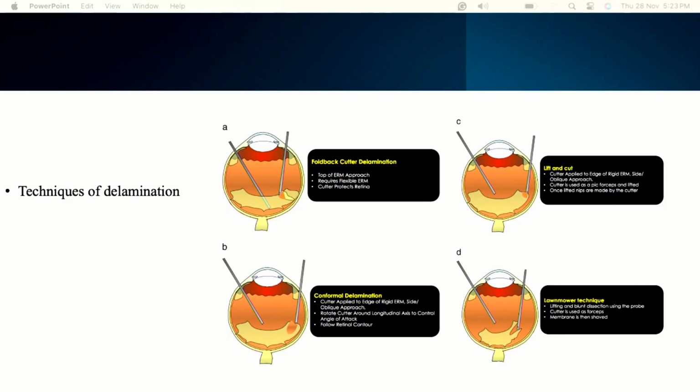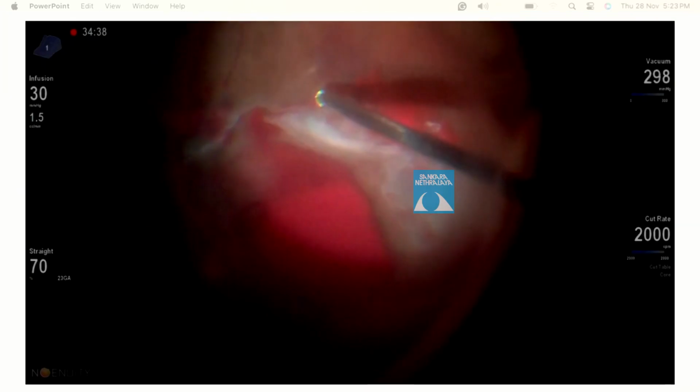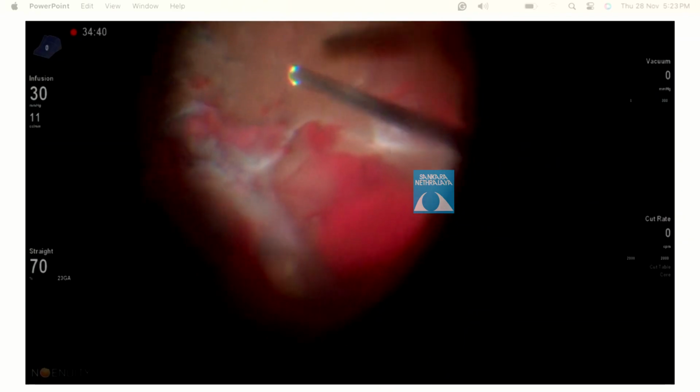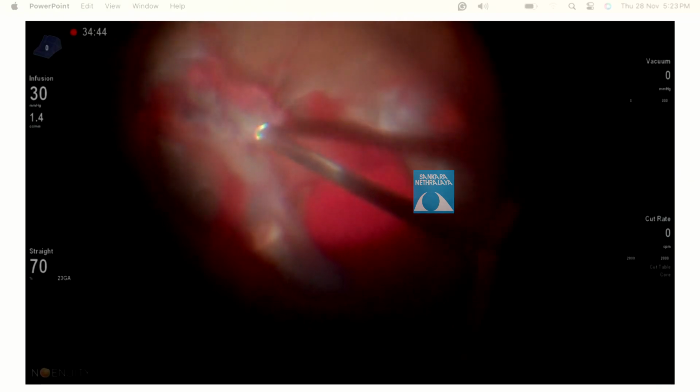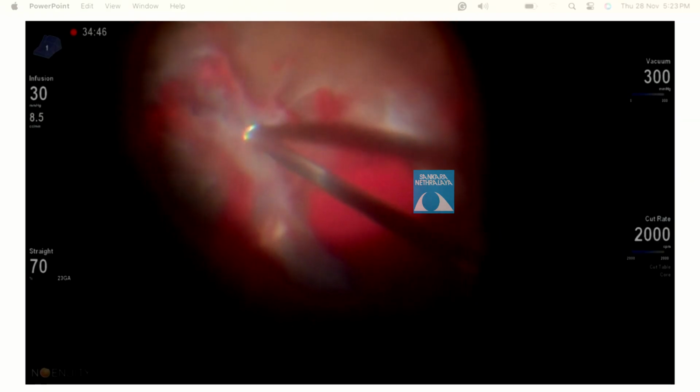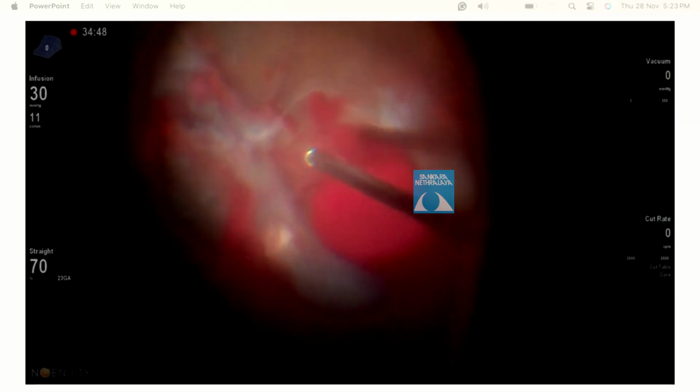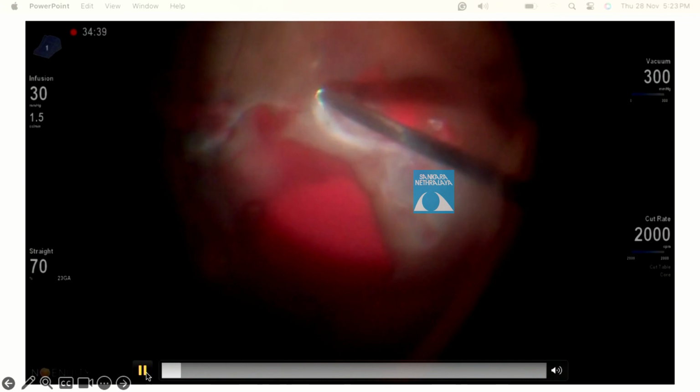So there are various techniques which have been described for delamination. One by one we'll see. So this is a fold back delamination. It is useful in removing flexible or weakly fixed membranes. We put the cutter just behind the membrane's leading edge, and with high cutting and aspiration, the membrane is folded back into the port.